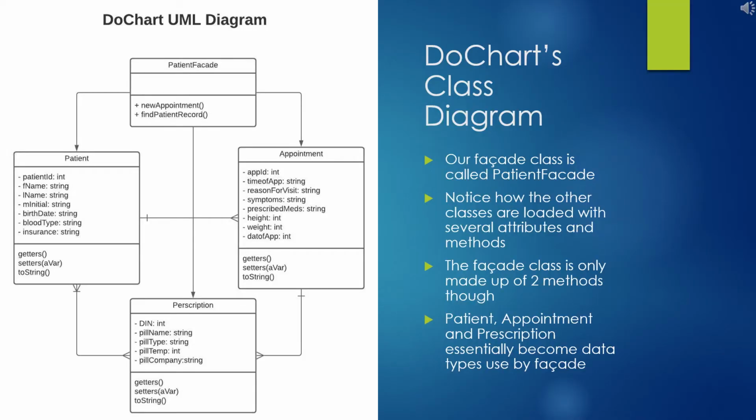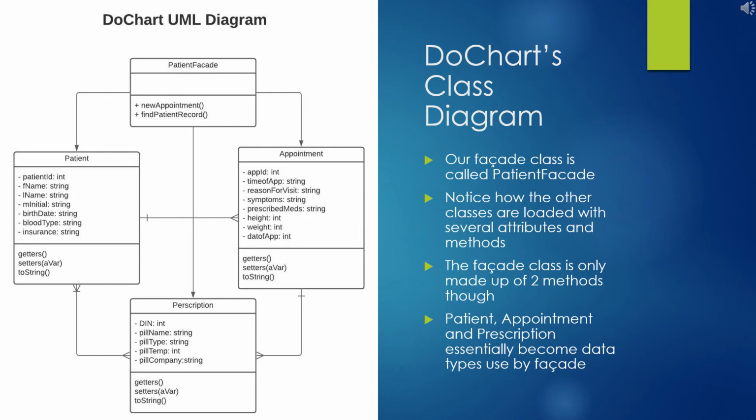This is Caleb Finns, and I will be explaining DocChart's class diagram. So as you can see here, we have our class diagram. At the top of the diagram is our facade class, called Patient Facade. Patient Facade inherits patient, appointment, and prescription, and then uses inheritance to execute its two methods, new appointment and find patient record. These methods will perform everything that DocChart is intended to do.